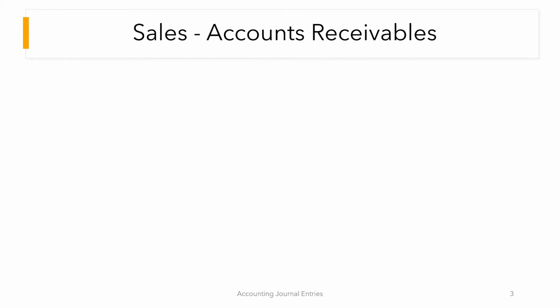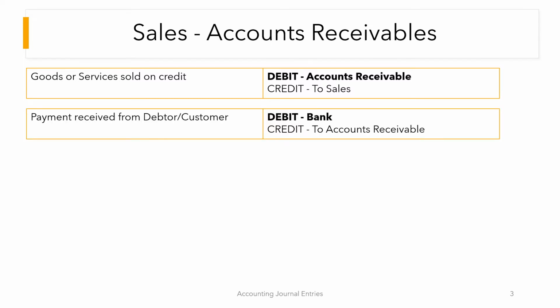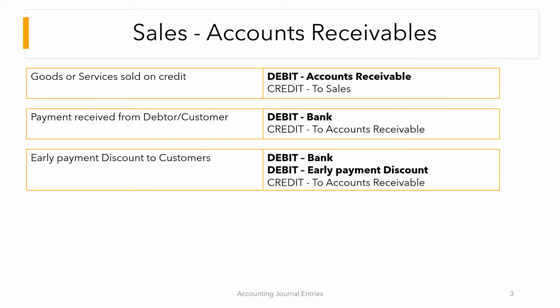So let's look at the next set of accounting entries for accounts receivable. For goods or services sold on credit, the entry would be to debit accounts receivable and credit to sales. For payment received from customers, the entry is debit bank and credit to accounts receivable. For early payment discount to customers, debit bank, debit early payment discount and credit to accounts receivable.